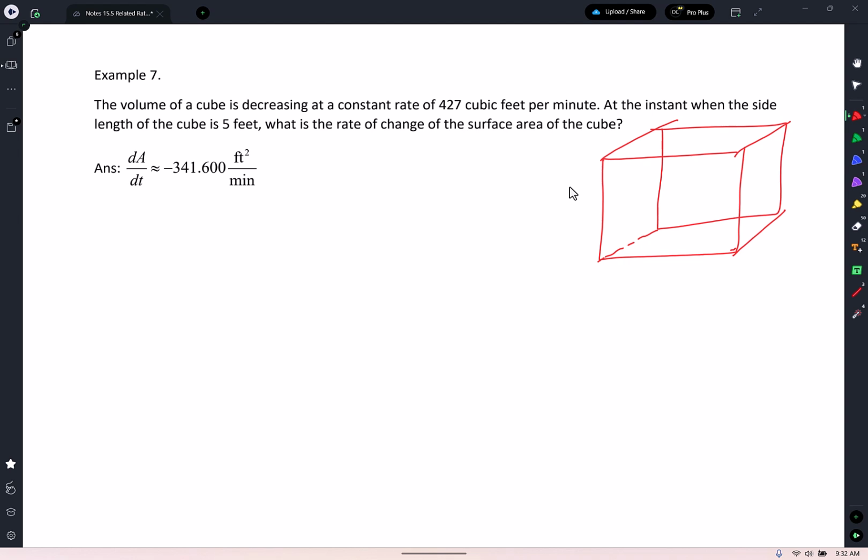All right. The volume of a cube is decreasing at a constant rate of 427 cubic feet per minute. So there it is, dV/dt equals, it's decreasing, so negative 427 cubic feet per minute. So it's getting smaller. At the instant when the side length of the cube is 5 feet, I'm going to use x, when x is 5, what is the rate of change of the surface area? Oh, okay, so they want dA/dt.